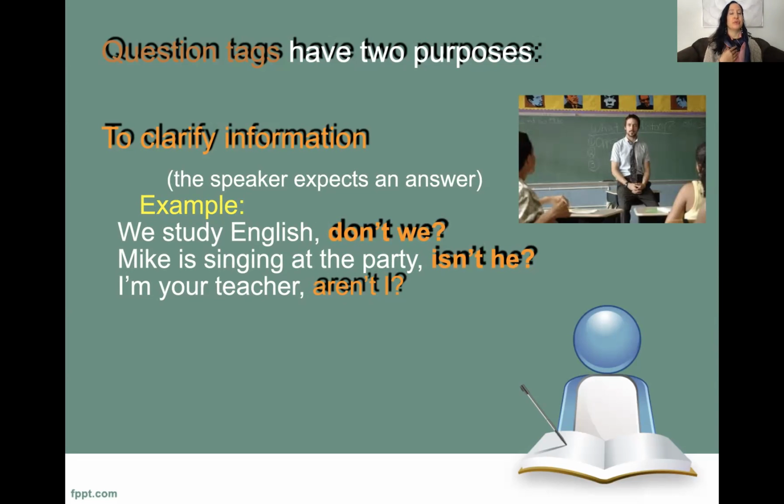Now, are you also noticing my intonation? My intonation will go down when I'm asking a question to clarify the information if it's negative. So when we have a negative question tag, our intonation goes down.